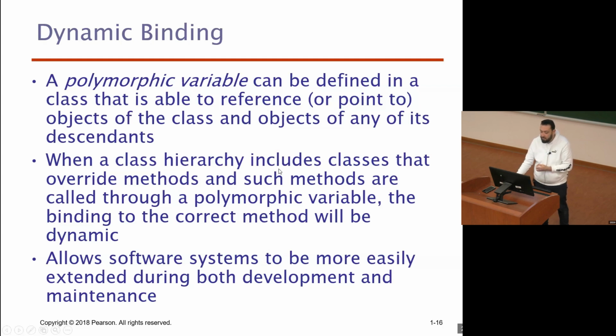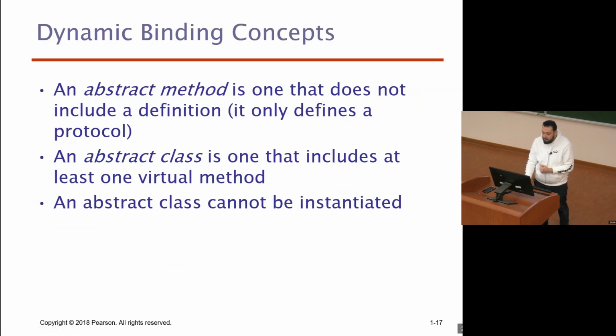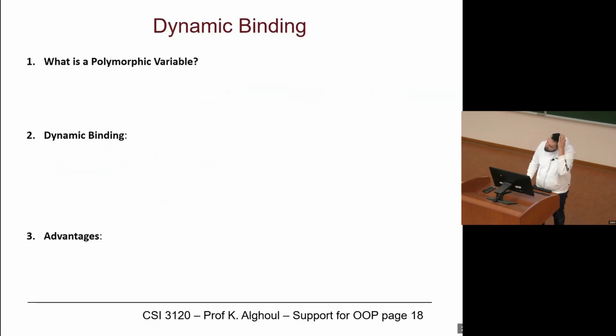And then when a class hierarchy includes classes that override methods, so this is the overriding that we talked about, we're going to also see it. And then we're going to talk a bit about the abstract method and abstract class. So these are from the slides of the book, and then let's talk a bit.